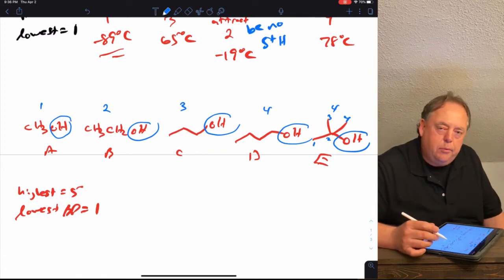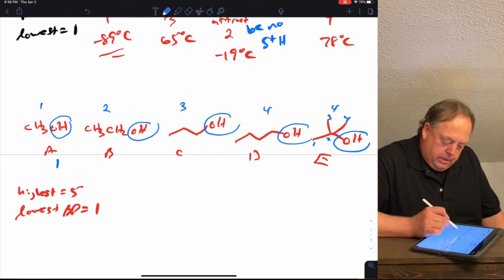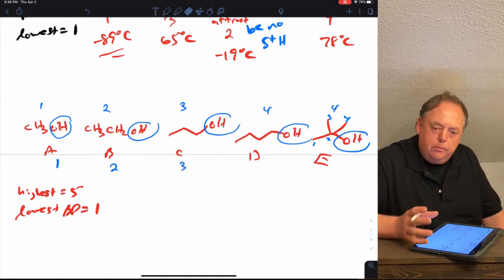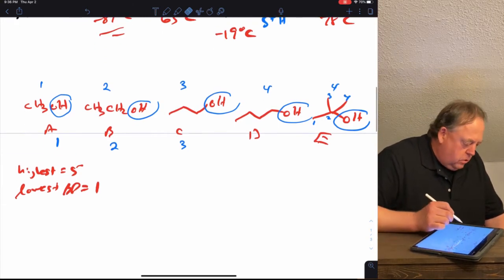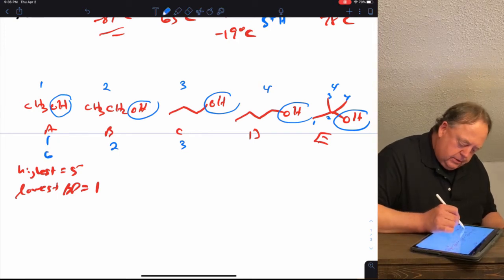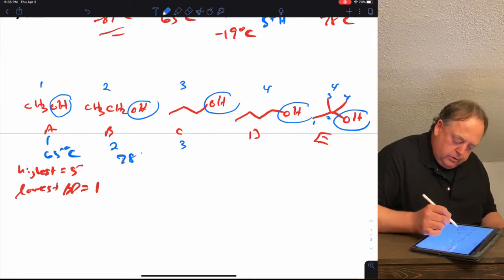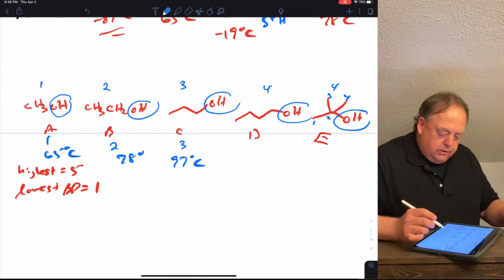Okay, so the lowest boiling point would be A, right? Only 1 carbon. And then the next would be B. And then the next would be C, because those have 1, 2, and 3 carbons, so least surface area. So A's boiling point is 65 degrees Celsius, B is 78 degrees Celsius, and the 3 carbon chain C is 97 degrees Celsius.